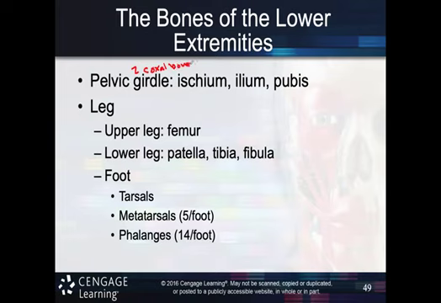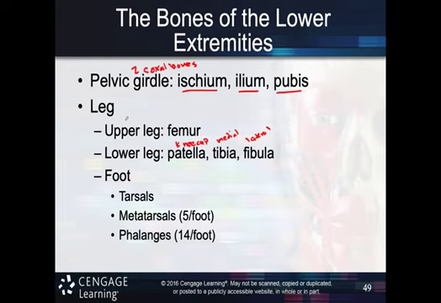And the parts of those coxal bones are the ischium, the ilium, and the pubis. Okay. Upper leg is the femur, the longest and strongest bone in the body. The lower leg, the patella, which is your kneecap. Okay. The tibia, which is the medial bone of the lower leg. And the fibula, which is the lateral bone of the lower leg. Okay.